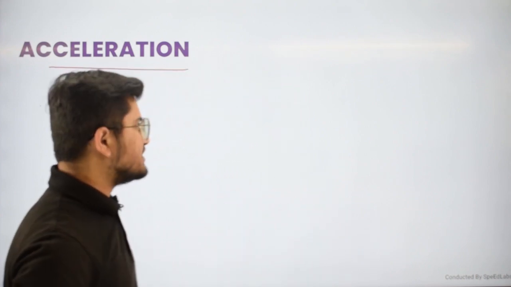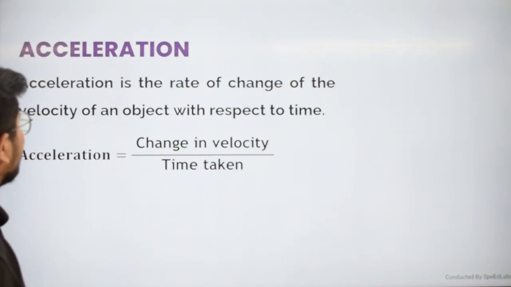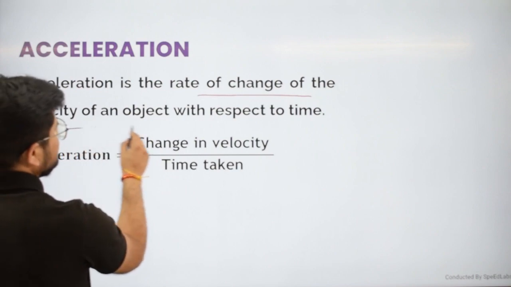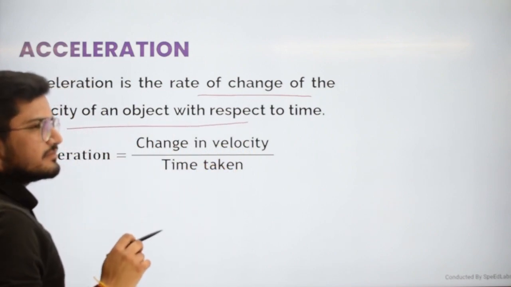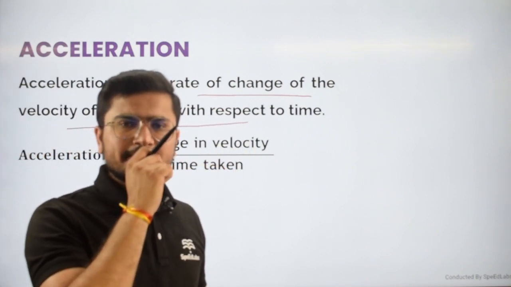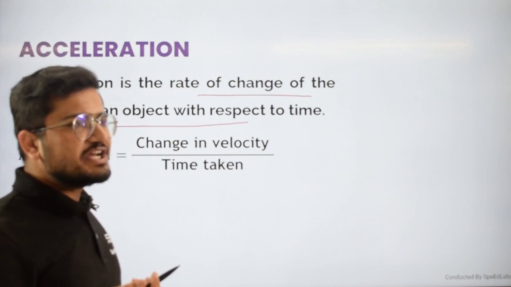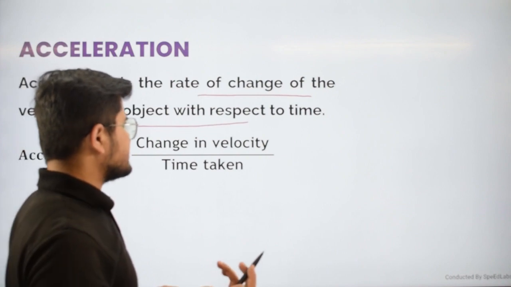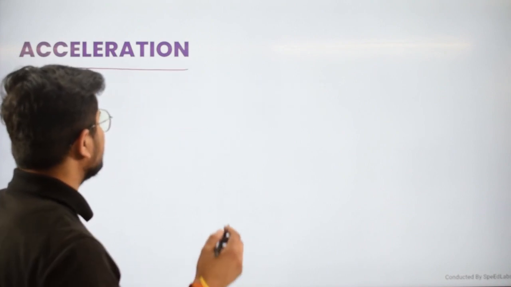Now talking about acceleration. First of all, let's have a look at the definition. Rate of change of the velocity of an object with respect to time, that is acceleration. Or you can say change in velocity per second, that is acceleration. Now in simple words, let me tell you.